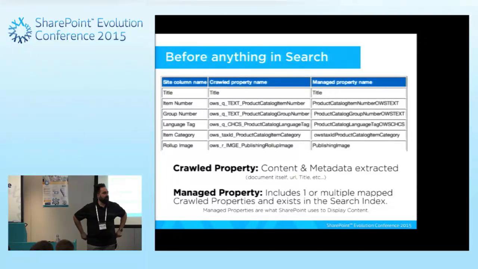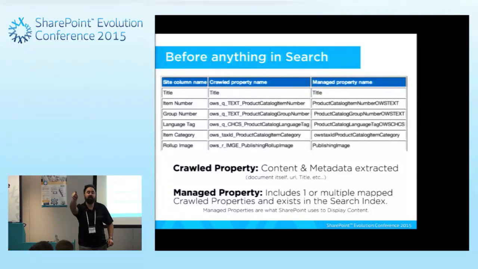What's the worst way to create a column? Straight in the list, straight in the library. You go in the ribbon, and you click on Create Column. There's a hidden message, actually. When you click on that button, it also says to SharePoint, I don't care about that column.